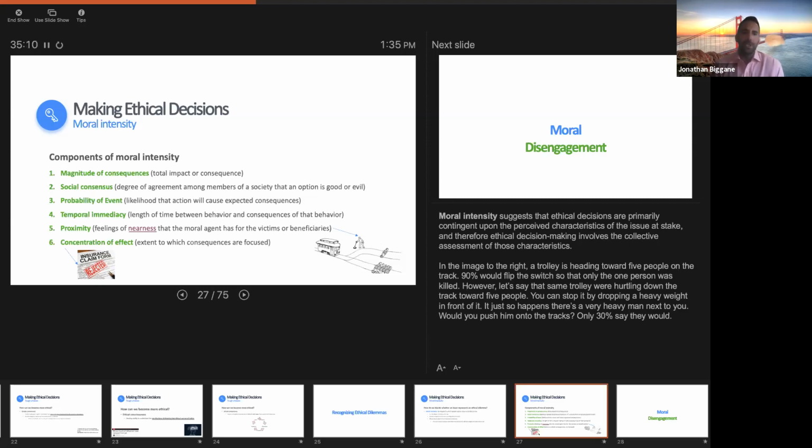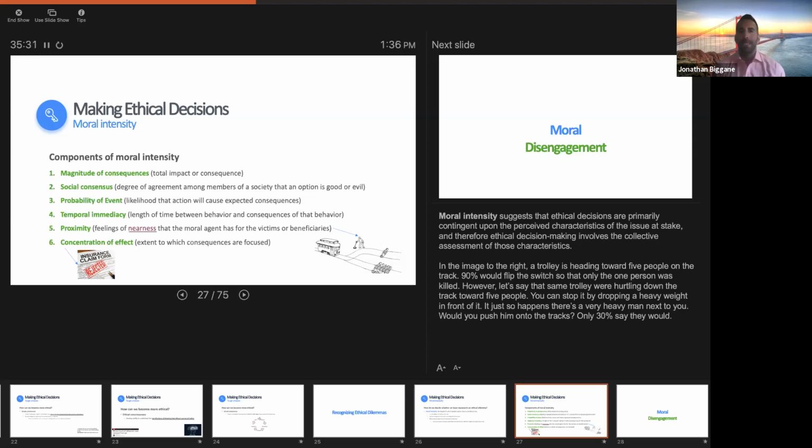And then concentration of effect. So this is the extent to which consequences are focused. So an example of this might be, I might feel less bad about, say, denying 100 people coverage that would lose them. Let's say they filed an insurance claim for $100 each.